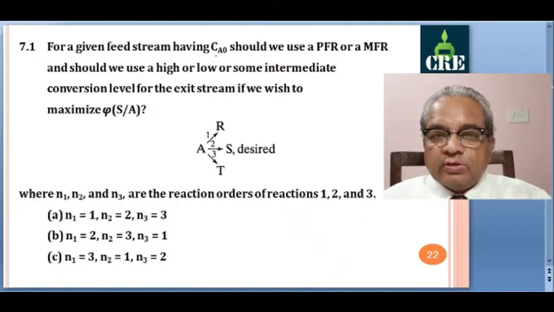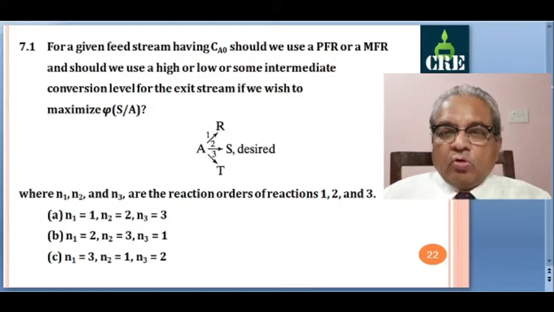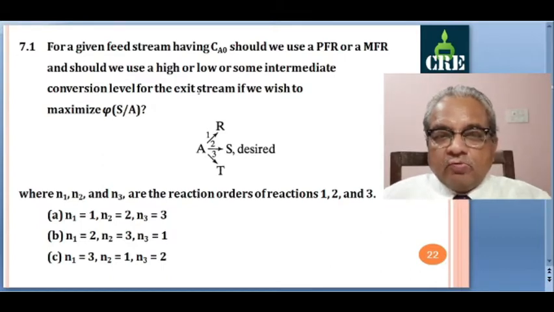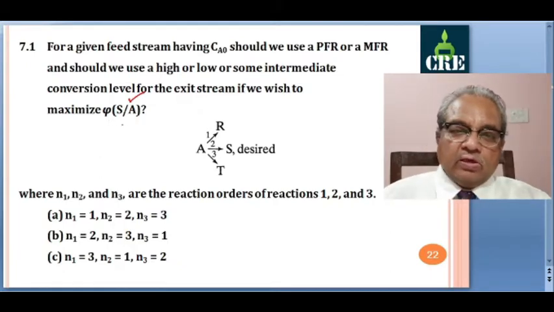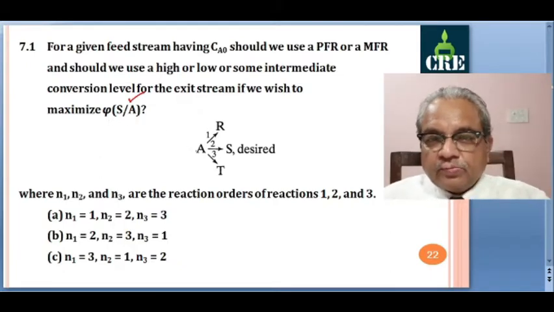7.1 For a given feed stream having Ca0, should we use PFR or MFR? And should we use a high or low or some intermediate conversion level for the exit stream if we wish to maximize S? So we want to maximize this, small phi of S/A. This is the instantaneous fractional yield of S.